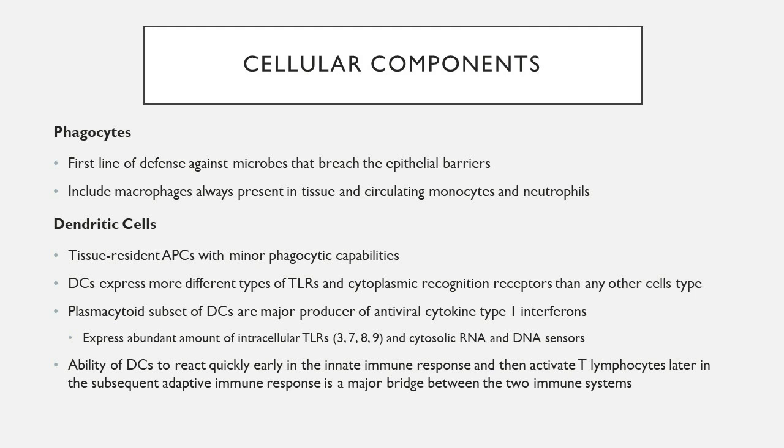Now, the ability of dendritic cells to react quickly in terms of the innate immune response, and then activate T cells later and subsequent adaptive immune responses, is the major bridge between the two immune systems. Dendritic cells really facilitate that more than any other cell type. Just one of the few reasons what makes them so special.